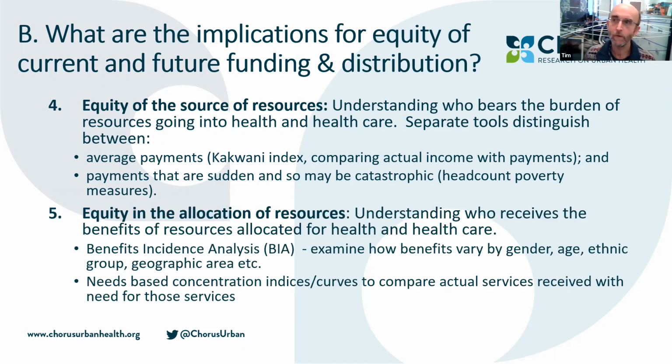The other useful set of tools, as far as equity is concerned, is in the allocation of funding. That's about understanding what happens to the resources when they're allocated through the system and which groups benefit from those resources. A hugely important tool here is the relatively simple tool of benefit incidence analysis. This basically tries to reflect to what extent different groups, by gender, by age, by socioeconomic group, benefit from the public allocation of resources. This kind of analysis can often be really revealing.